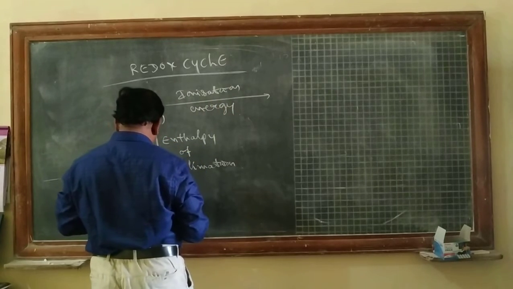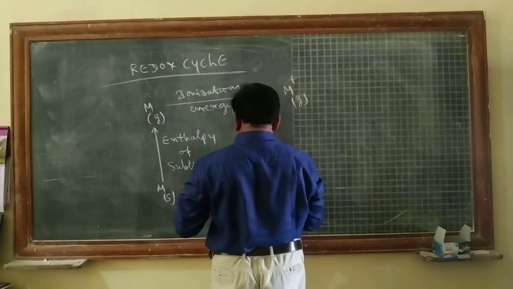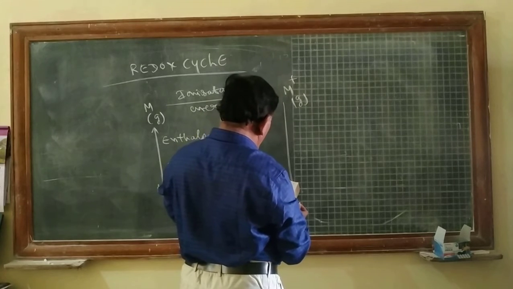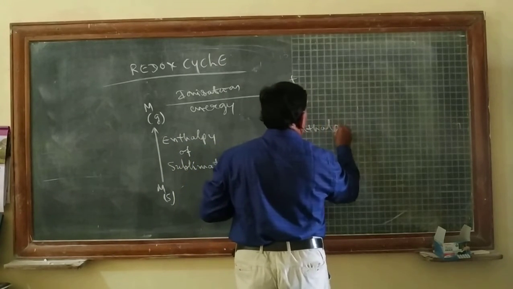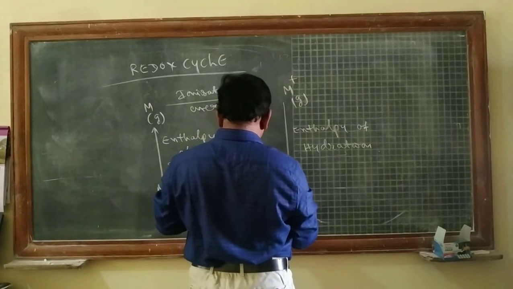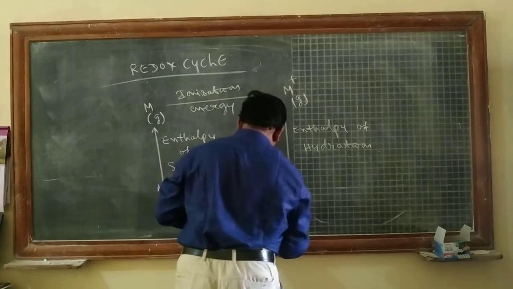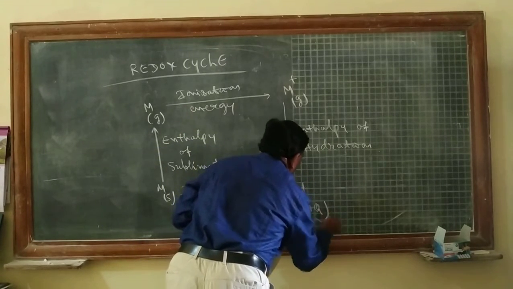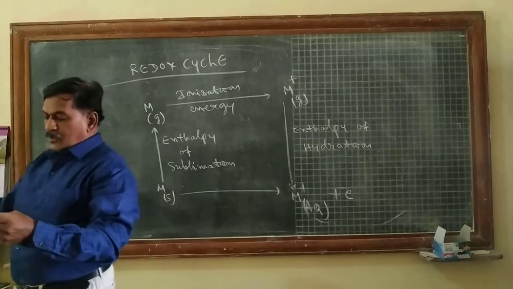This is called the ionization energy, to get M plus, a gaseous metal ion. Further, this metal ion will be converted into the enthalpy of hydration. So that is M plus aqueous, where the electron will be removed.